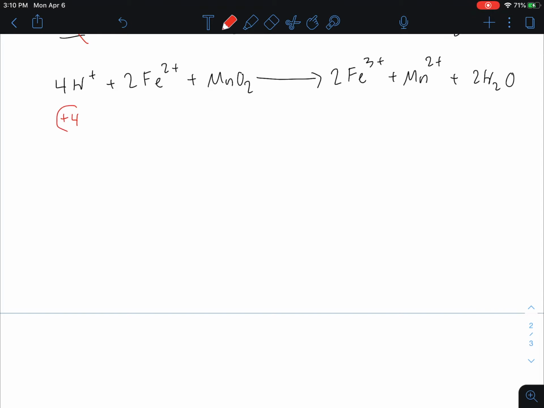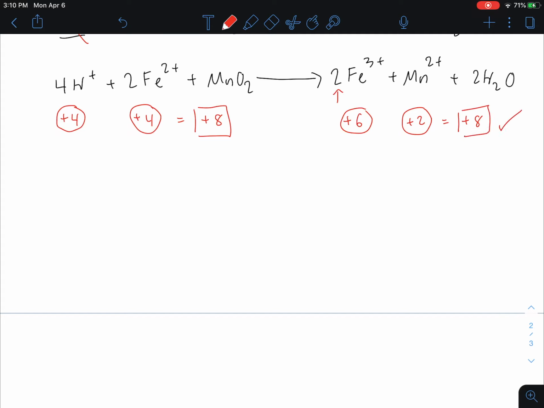So it's plus 4 from the 4H pluses. And then there's 2 Fe2 pluses. So that's another plus 4. MnO2 is neutral, so it's plus 8 overall on the left side. On the right side, I've got 2 irons times 3, so that's plus 6. And then another plus 2 from the Mn2 plus, and water is neutral, so that's also plus 8. So everything is balanced, so that looks like we've done everything that we need to do.